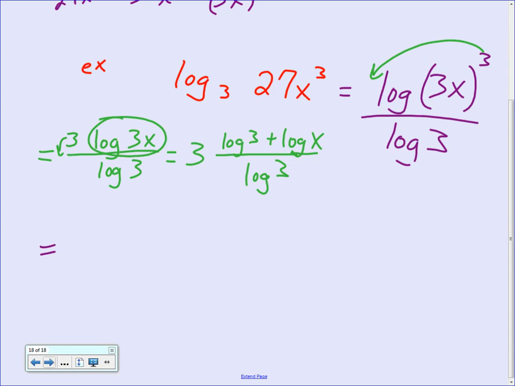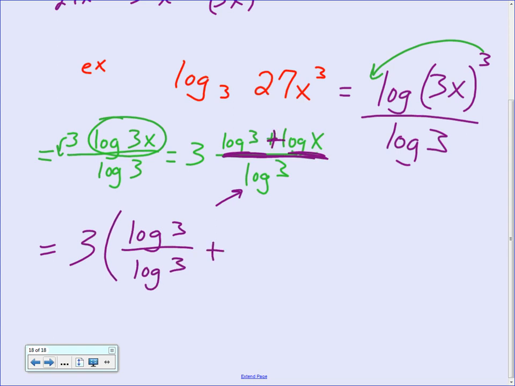And then you should recognize, so we have the 3 there. We want to split up this fraction. So we want to put the log of 3 underneath the log of 3 and the log of x. So that's going to look like this. We're going to put it in parentheses here. So we have the log of 3 over the log of 3. Here's our plus sign, plus the log of x divided by the log of 3. And you should recognize that this cancels down to 1.